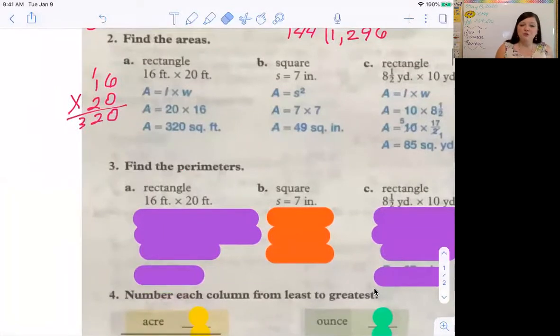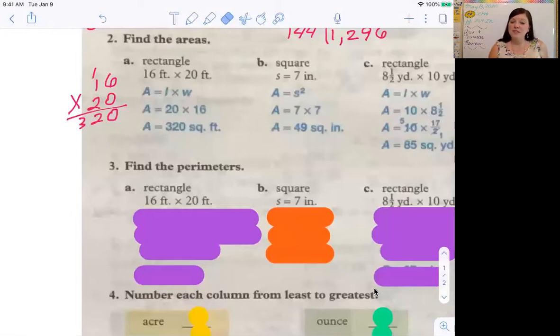Moving on, let's review finding the perimeters. Remember, perimeter means around. Let's practice our song. Perimeter means around. Oh no, don't you know? Perimeter means around. You add up all the sides. Oh no, don't you know? You add up all the sides.